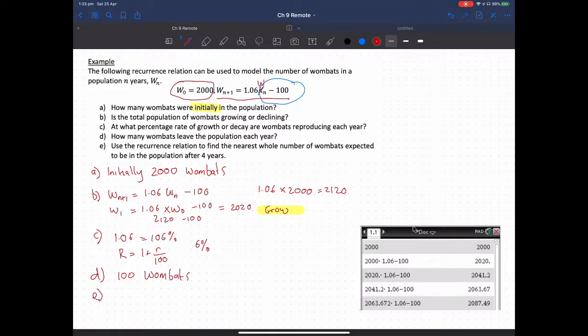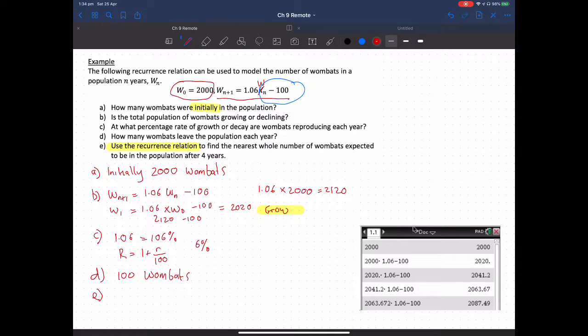E, use the recurrence equation to find the nearest whole number of wombats expected to be in the population after 4 years. Okay, now the question has said to us, use the recurrence relation. Now, looking at that, what we need to see there is it says use it. If this was an exam question or a SAT question, you'd have to demonstrate your use of the equation as we've done in previous examples.